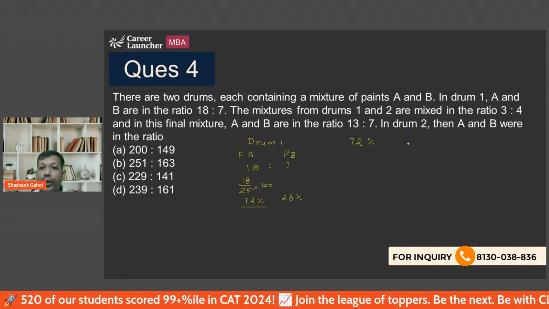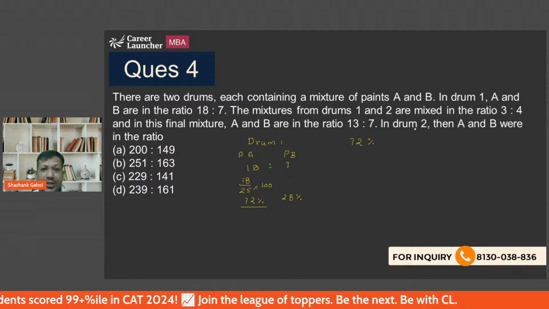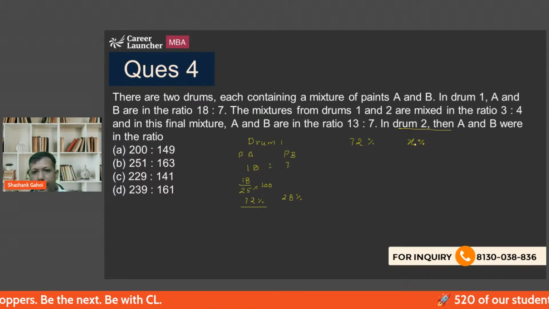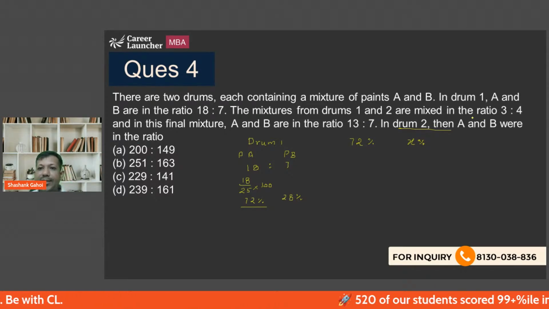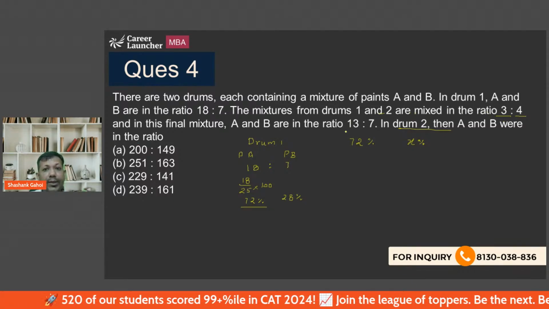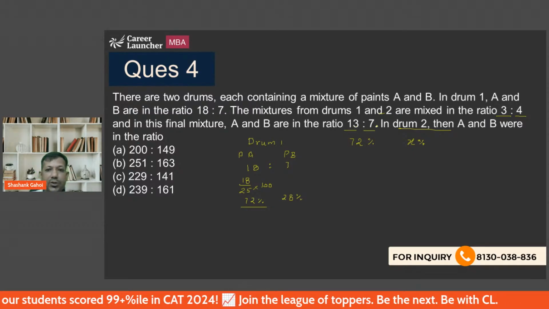So in drum 1, it is 72%. In drum 2, what is it? I don't know. That's what I need to calculate, right? So the percentage of A is, let's say, X%. Now it says that these two mixtures are mixed in the ratio of drum 1 and drum 2 in the ratio of 3:4. Final A and B is 13:7.